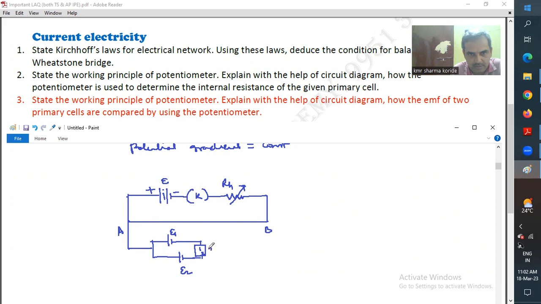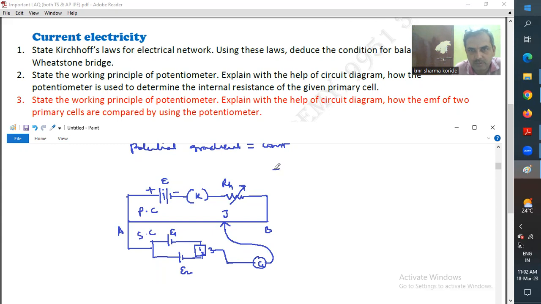And here there is one more. This 3 has to be connected to 1. So there is a galvanometer. And finally, the galvanometer is connected to the jockey. So the primary circuit part is the same.